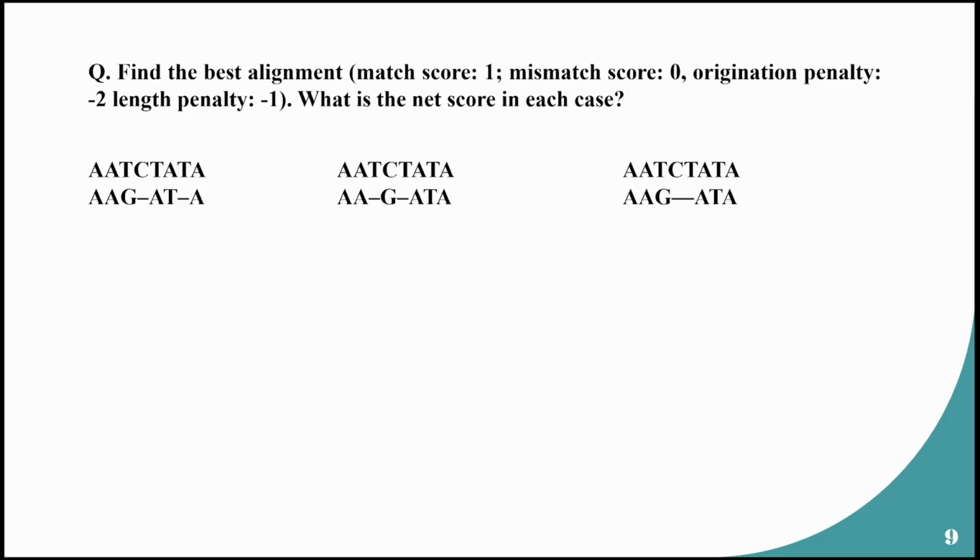Now, as we talked about earlier, the introduction of a gap is unfavored by nature, right? What's even more unfavorable is the introduction of multiple gaps. So for example, in this case, in this particular set of matches and mismatches, you have 2 types of gap penalties. One is called the origination penalty, another is called the length penalty.